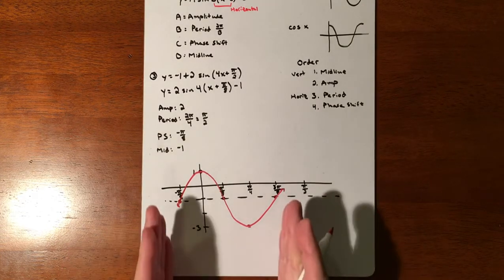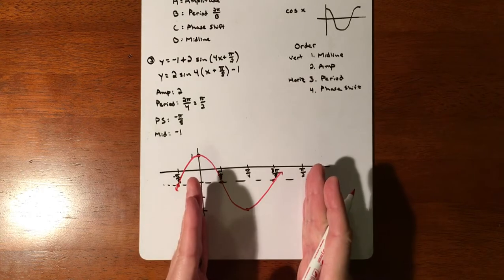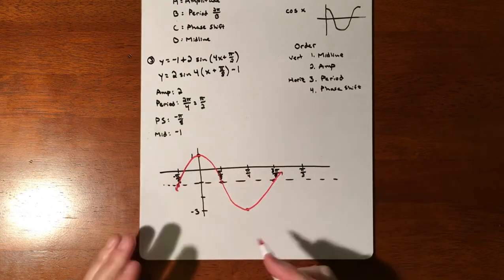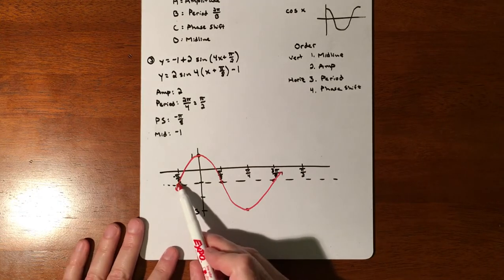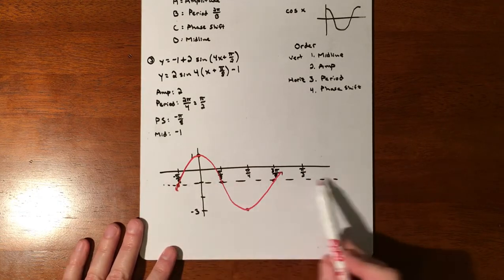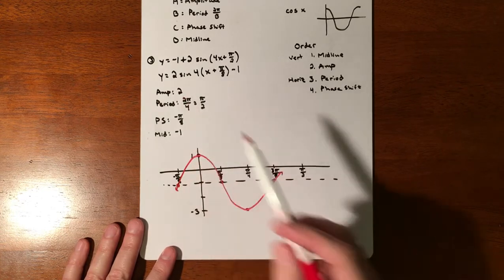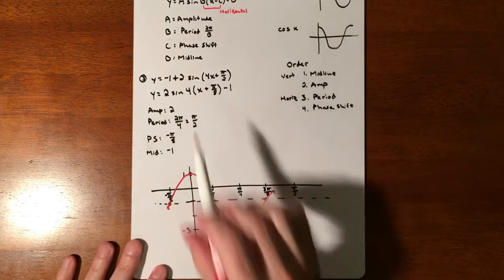All right, so our graph would have been here, but it got shifted back pi over 8, so it's still that exact same period, just shifted. And our midline got shifted down 1, but we went up 2, back to the midline, and then down 2 from there because of our amplitude. All right, so that's our first graph.